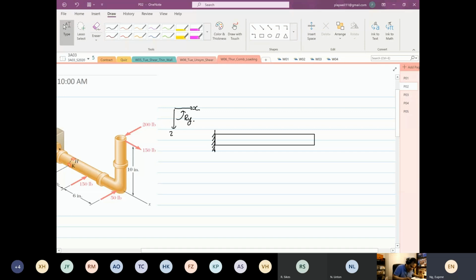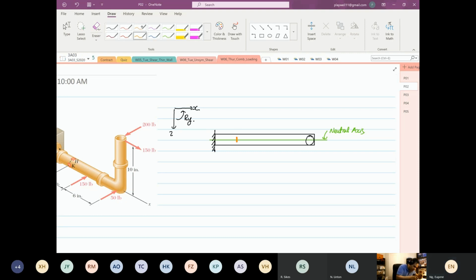So we are looking at the plan view. The drawing is not perfect, but we have a circle down here. Then again, find the location of the neutral axis. Okay, so this is our neutral axis. Then the next thing you do, the same procedure as before, is locate your element.